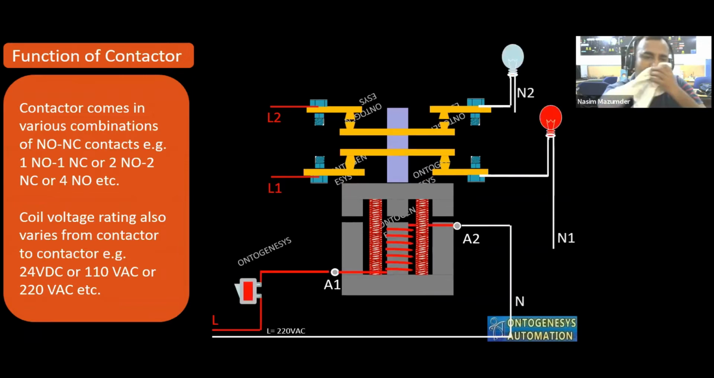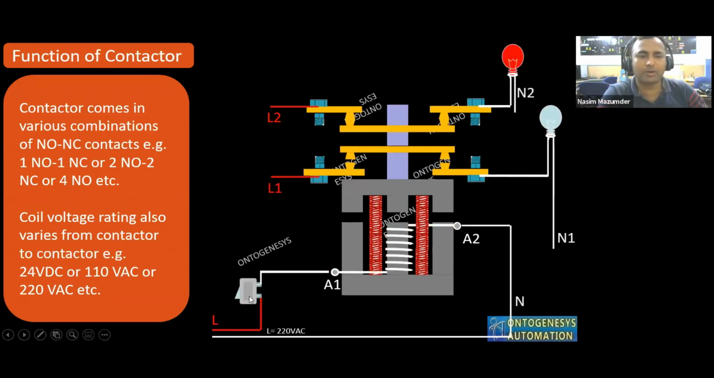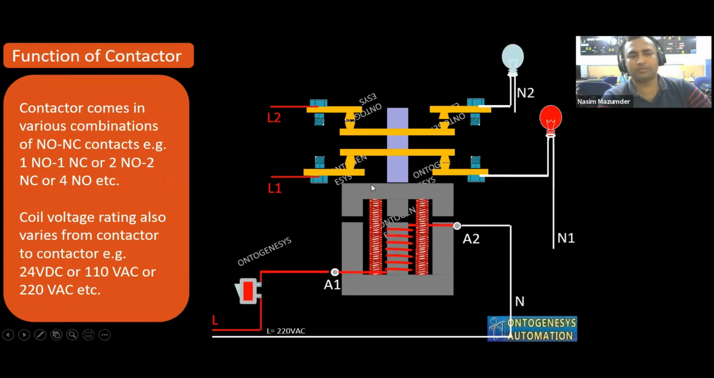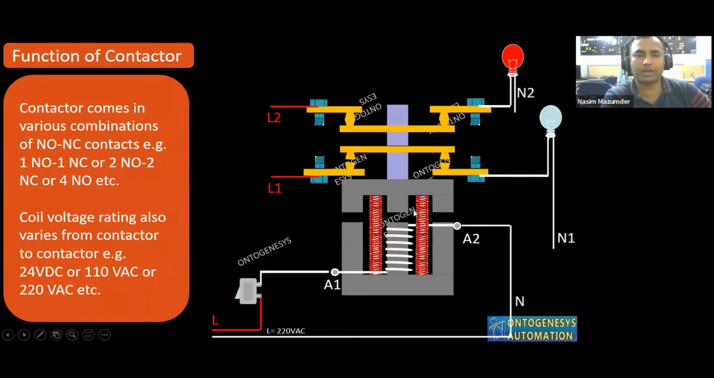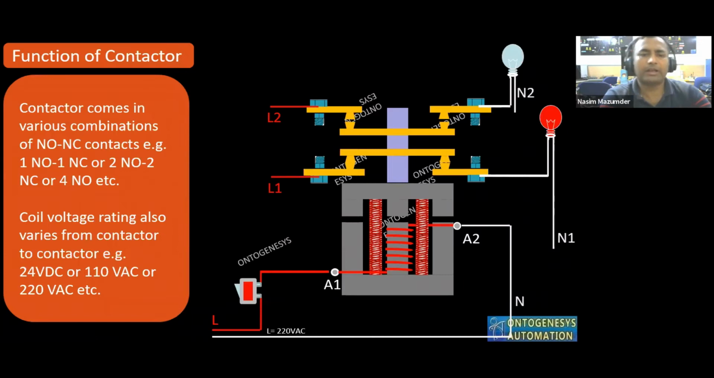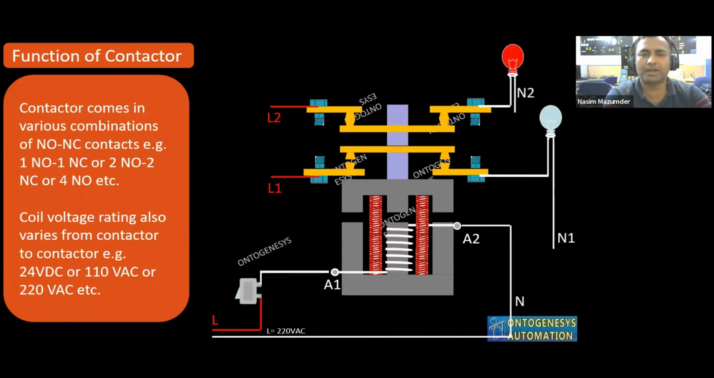Suppose the switch is now open. If the switch is open, current is not coming to this coil. This coil is connected to one line and one neutral. Once I switch this on, current flows through this particular coil and a magnetic field is generated, and it is attracting the armature, okay, and the switching is happening.